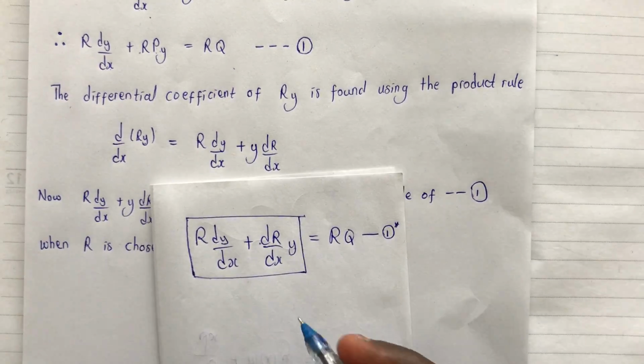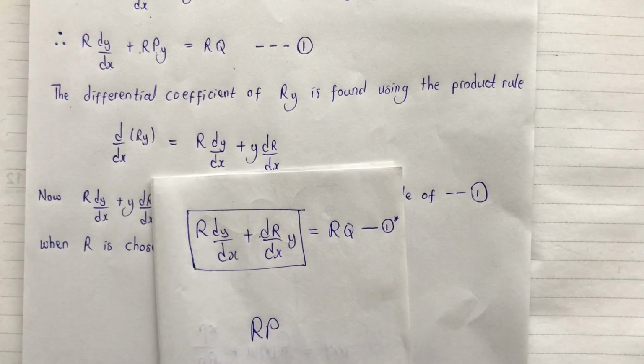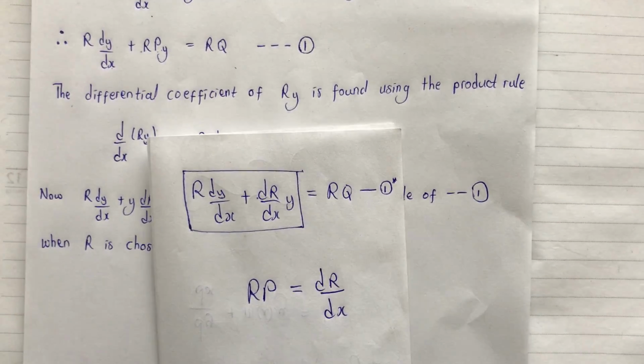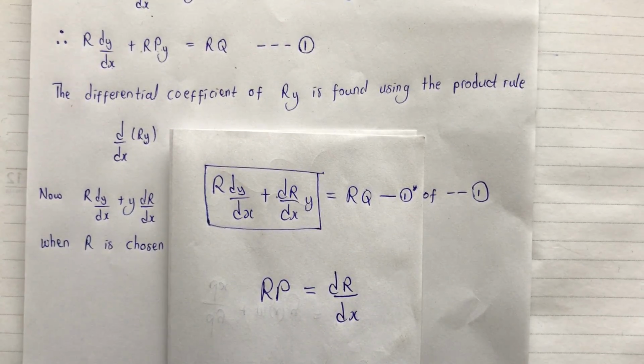Now when we consider Rp to be equal to dr dx, then it will be possible for us to separate variables to generate what we are looking for. What am I looking for? The integrating factor. And using the integrating factor, we can integrate the main function that is given to us.